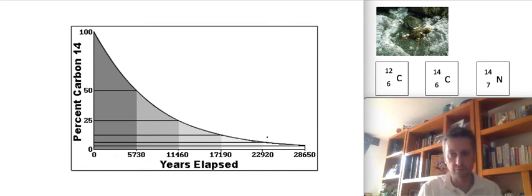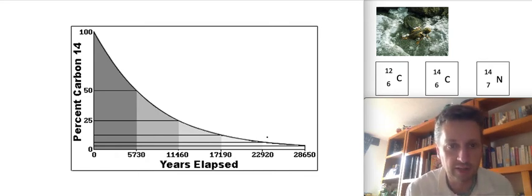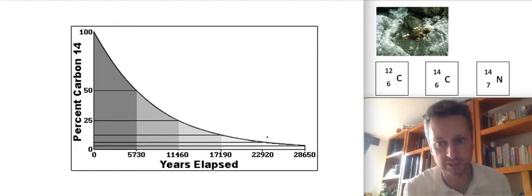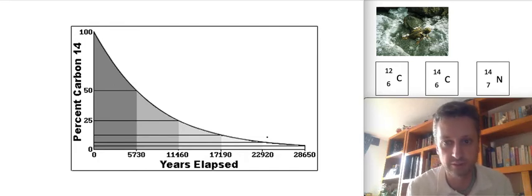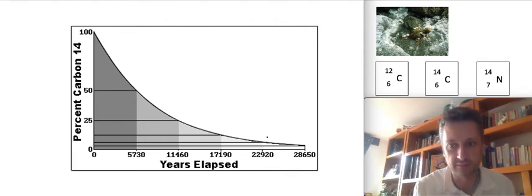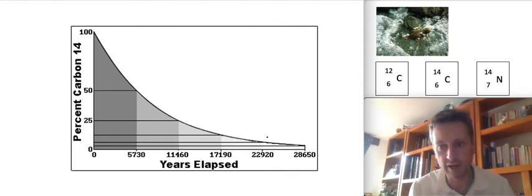Okay, my question for you, you might want to pause after I ask you this question, is, if you've got 40%, let's say, of the carbon 14 you expect in a living thing, how long ago did that thing die? Think about how you would get that value from the graph and what that value might be.